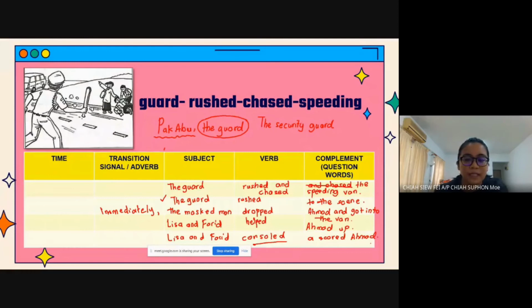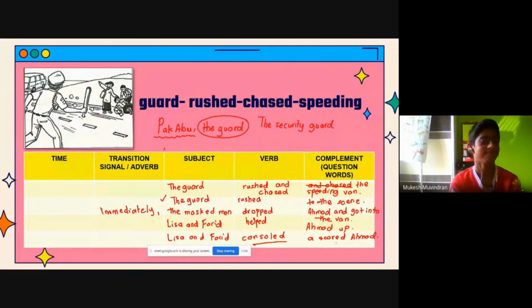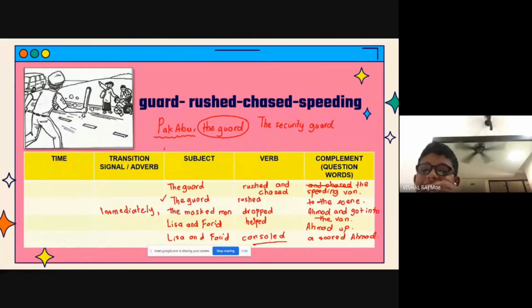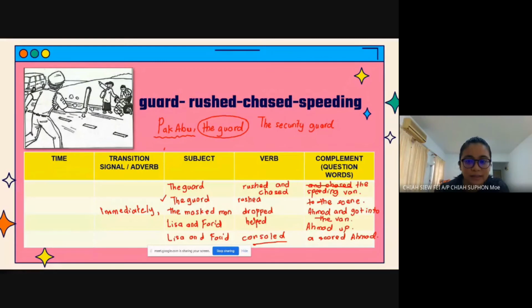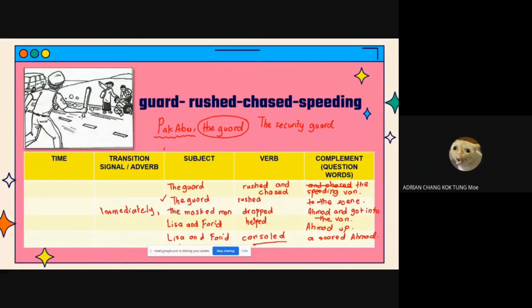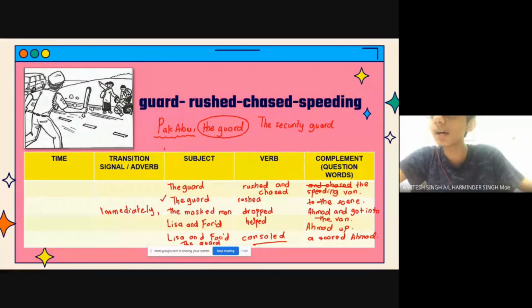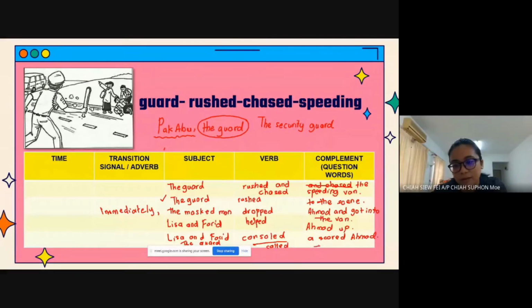Lisa and Farid memujuk Ahmad yang ketakutan. If you are writing in Bahasa Melayu, that is what it would sound like. Lisa and Farid console a scared Ahmad. So before we continue to the third story, the guard did something, right? Or somebody did something. What is that? The last thing. The guard called the police. Okay.